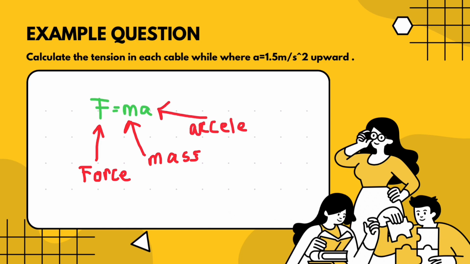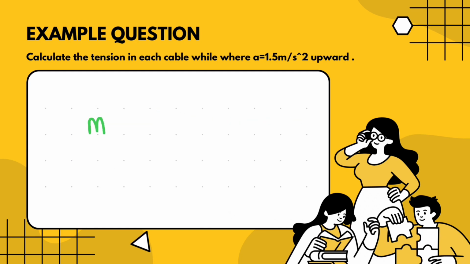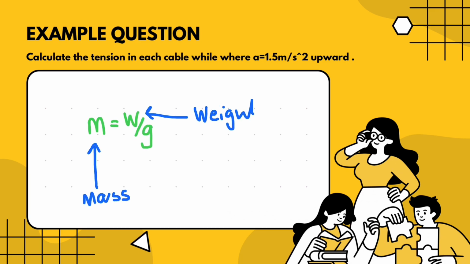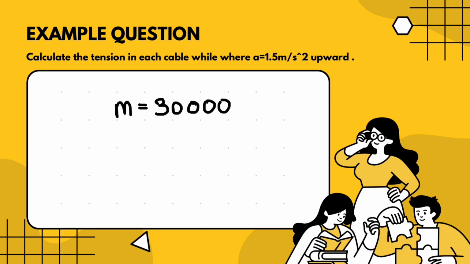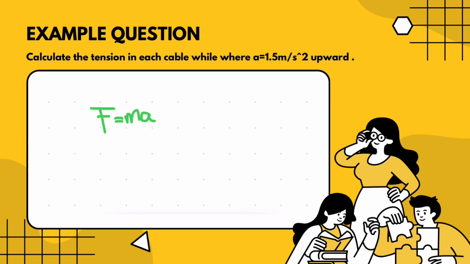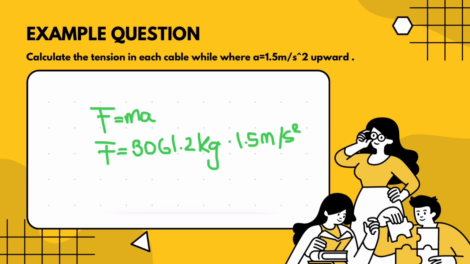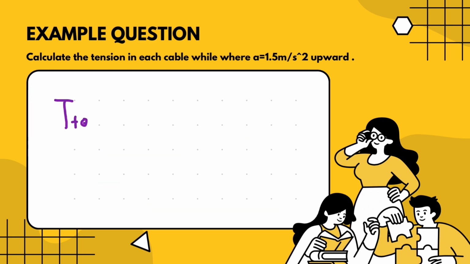To find the mass, we simply have to plug our given values into the equation m equals w over g, where m is mass, w is the weight, and g is the acceleration due to gravity. When we solve this, we should get the answer 3,061.2 kilograms. With this information, we can take the mass and plug it into Newton's law, giving us the answer of approximately 4,591.8 newtons.